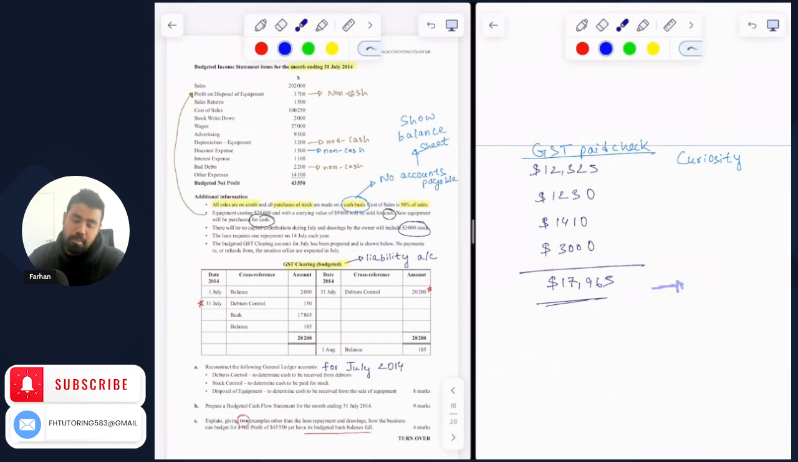But you don't really have to worry about it. It's just if you like accounting and if you love accounting and you want to know how the numbers add up together, you can try it out. All right, so what's the last question we've got?